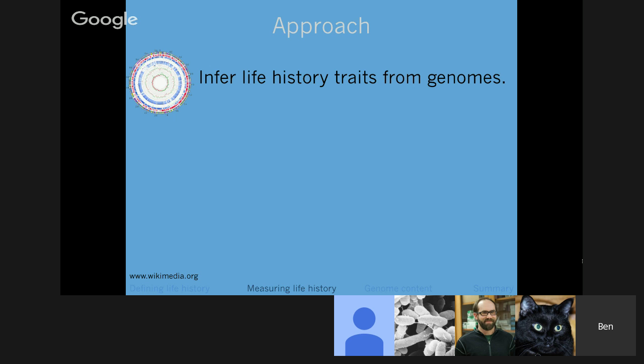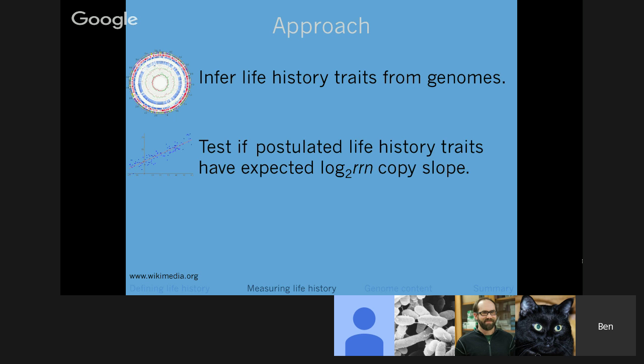So we've got about 1,000 genomes where we know ribosomal RNA operon copy number, and we can take advantage of all this data by inferring some of their physiology from their genome and trying to ask questions at this broader level with much more data than we're able to in the lab. So again, inferring life history traits and testing if these postulated life history traits have the expected relationship with log2 ribosomal RNA operon copy number as we would expect a priori.